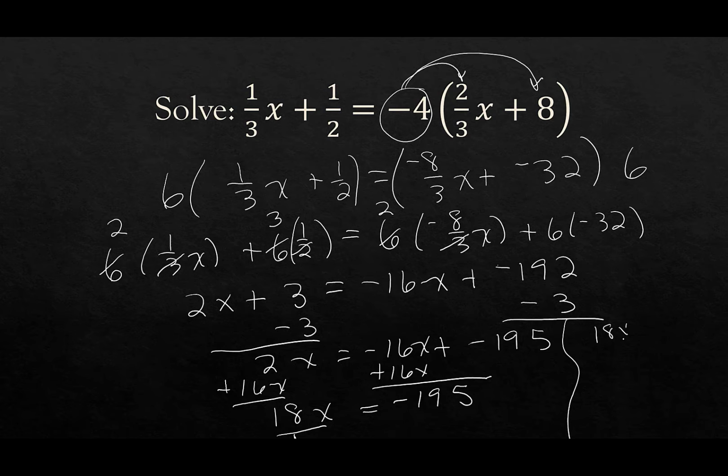So 18x over 18 is negative 195 over 18. Looking at the negative 195 over 18, I say, well, could I reduce that? And when I look at it, negative 195 is divisible by 3. 18 is also divisible by 3. So I end up with negative 65 over 6.